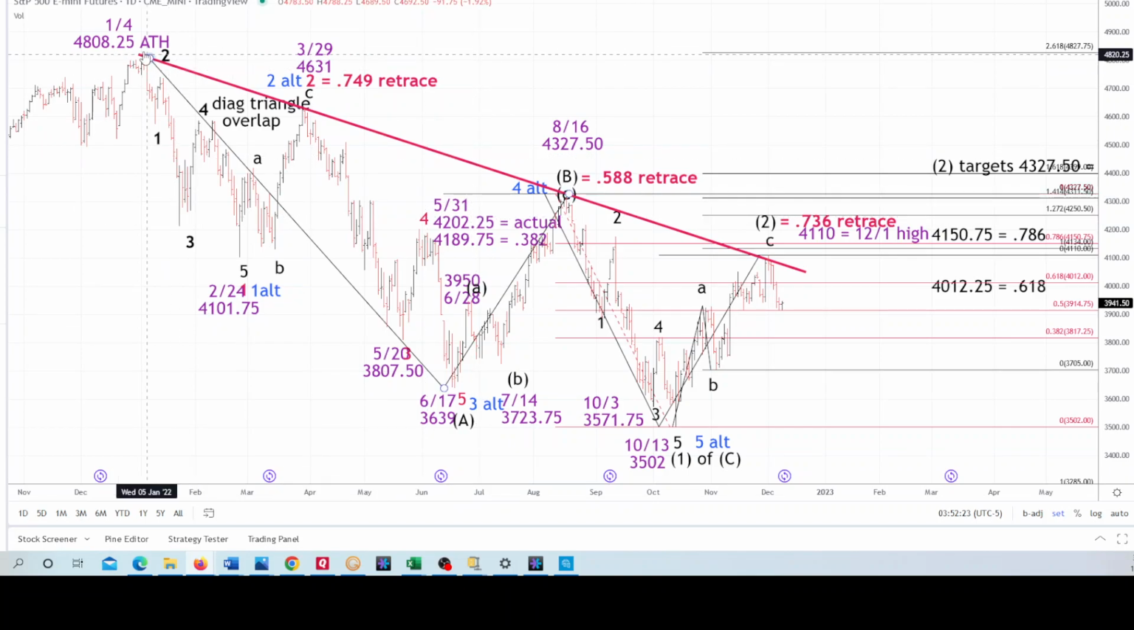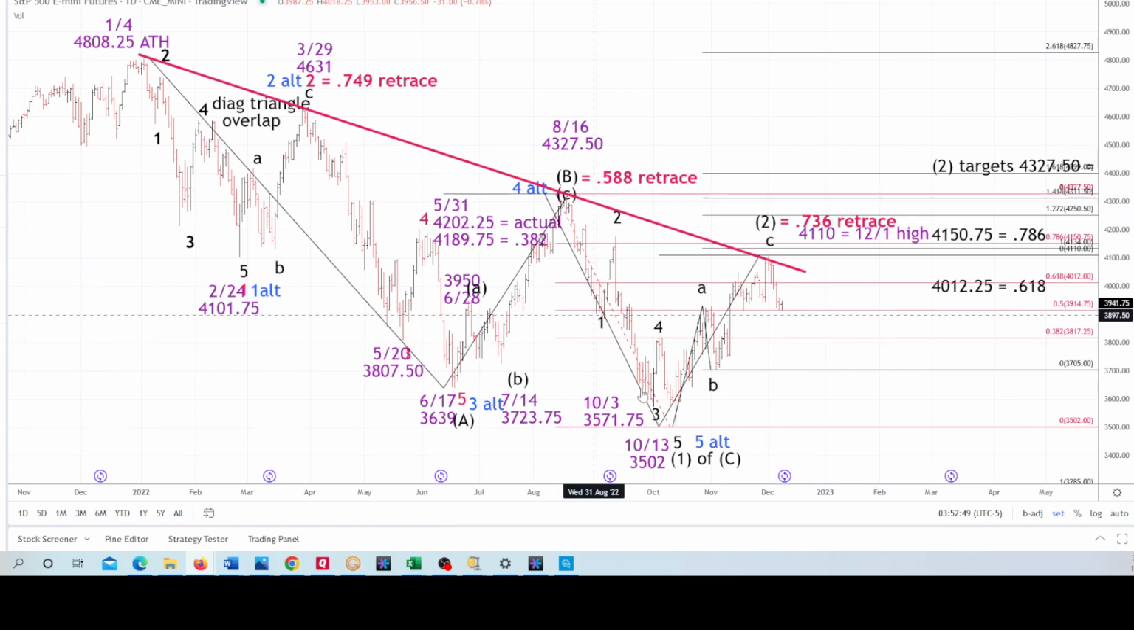Again, this trend line from the all-time high, touching the top of wave 2, touching the top of wave B, touching the top of this 2 of C. Again, you can see how it poked its head above there on December 1. The turn date was Sunday 12/4. It topped one trading day before that. Okay, so there we go there.